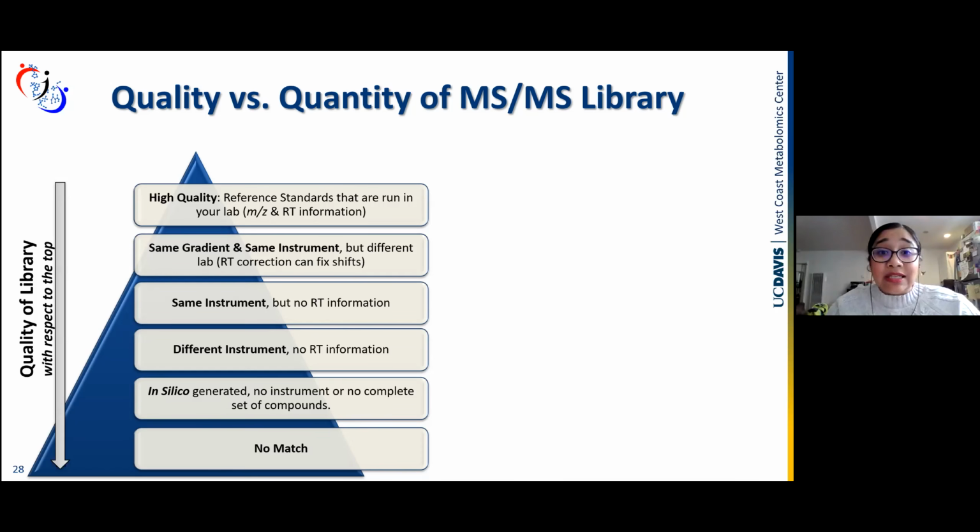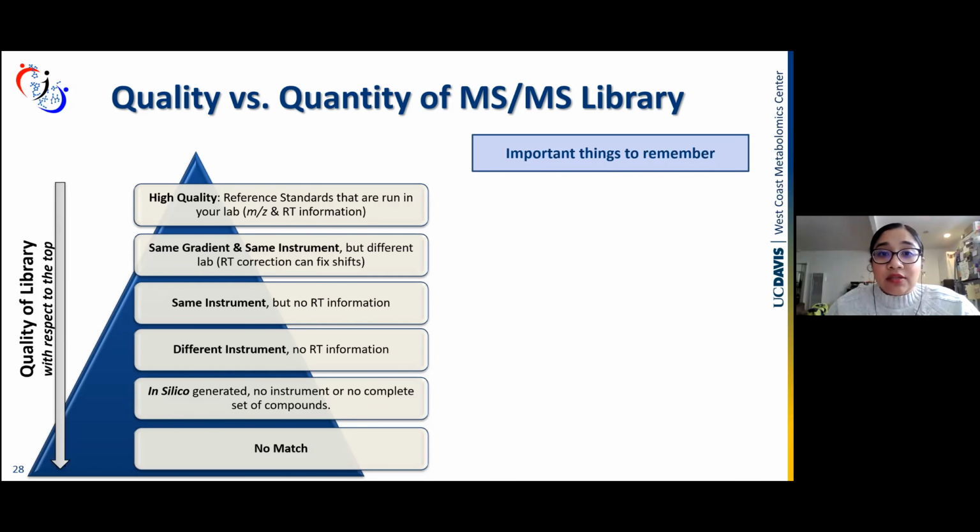Recently in 2019, for example, Metlin removed all of their in silico data from their library, and it caused quite a stir in the Twitterverse. Some people agreed with that decision and some people didn't. So, even with in silico MSMS data, there's a little bit of conversation to be had in terms of whether we want to trust it or not. And then there's no match at all with any library.